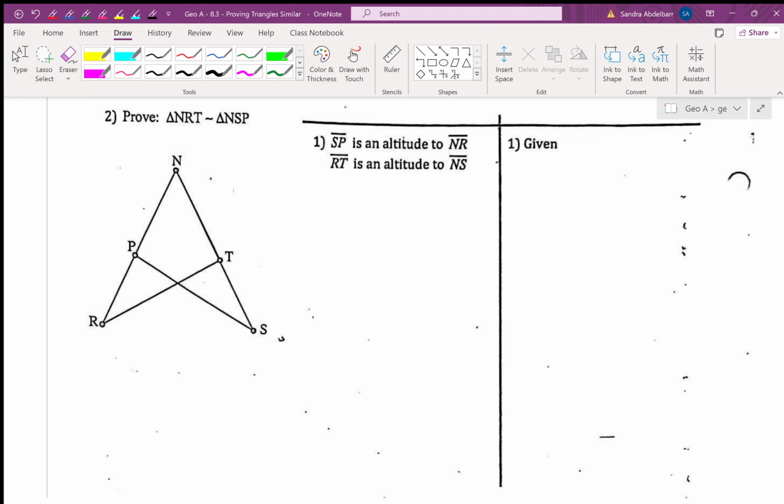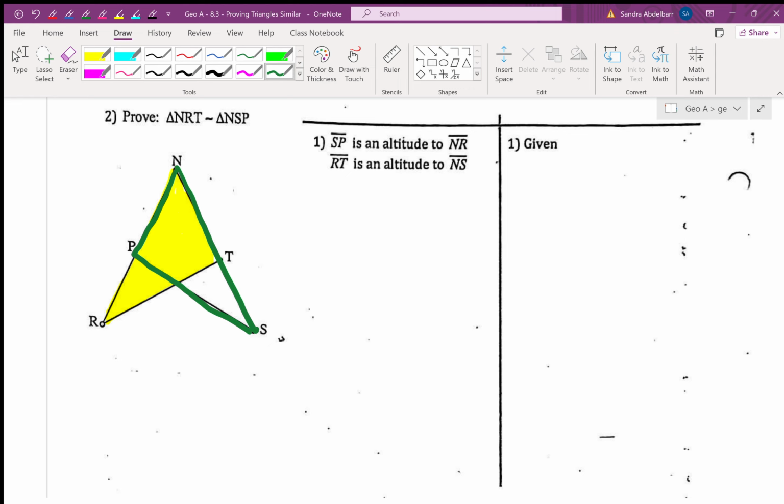I'll go over number two with you. For number two, the first thing I'm going to do is highlight what we're trying to prove to be similar. So we want to prove triangle NRT, which I'm shading in yellow, to be similar to triangle NPS, which I'm outlining in green. So our focus is on these two triangles.